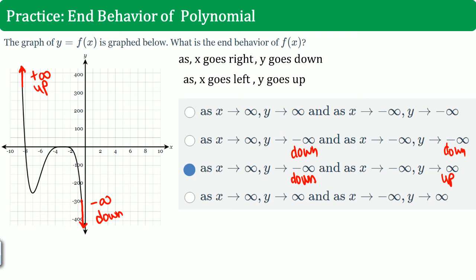So there you go. All right. Those are all the four different cases for end behavior that you're ever going to need.